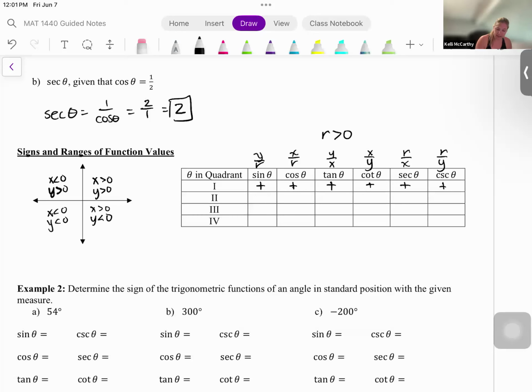If we're in our second quadrant over here, x is negative, but y is positive. So any values that are dealing with y are going to be positive. Any trig functions dealing with x are going to be negative. So sine is going to be positive, cosine is going to be negative. Tangent's going to be negative because there's an x in there. Cotangent's going to be negative. Secant's going to be negative. Cosecant, excuse me, is going to be positive.